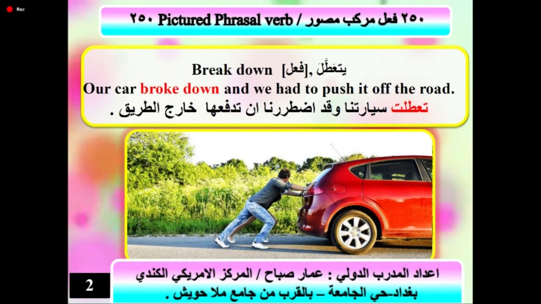broke, the past, we converted the EA to O in the past. It's an irregular verb, a regular verb, an irregular verb only. We converted the EA to O. Example: our car, سيارتنا, broke down, تعطلت, and we had to, اضطررنا, push it off, أن ندفعها خارج, the road, الطريق, clear, واضحة. Let's read together: our car broke down and we had to push it off the road.